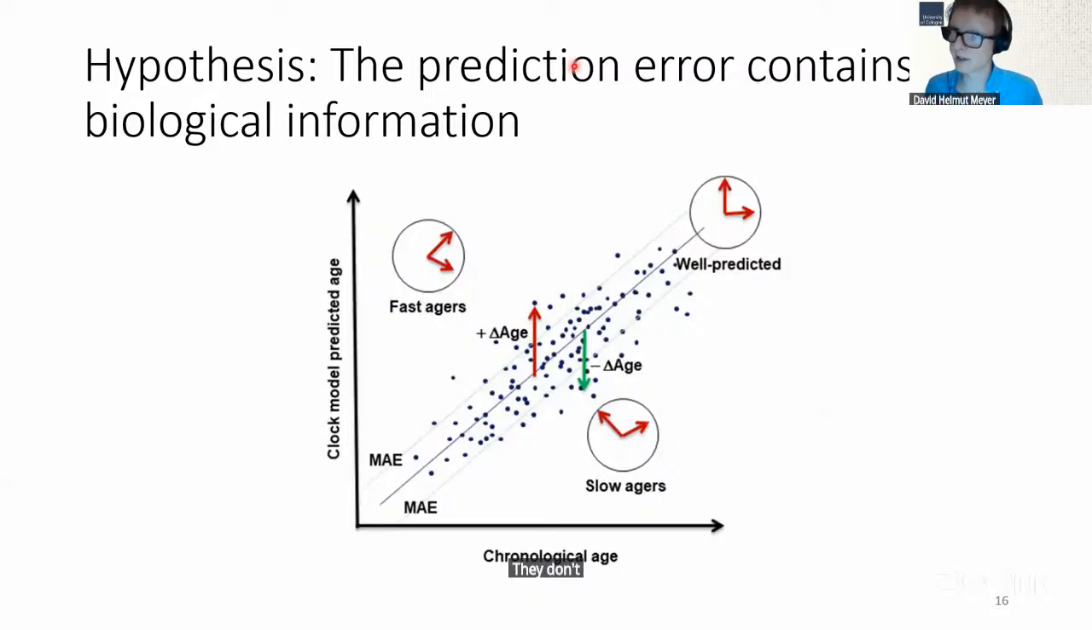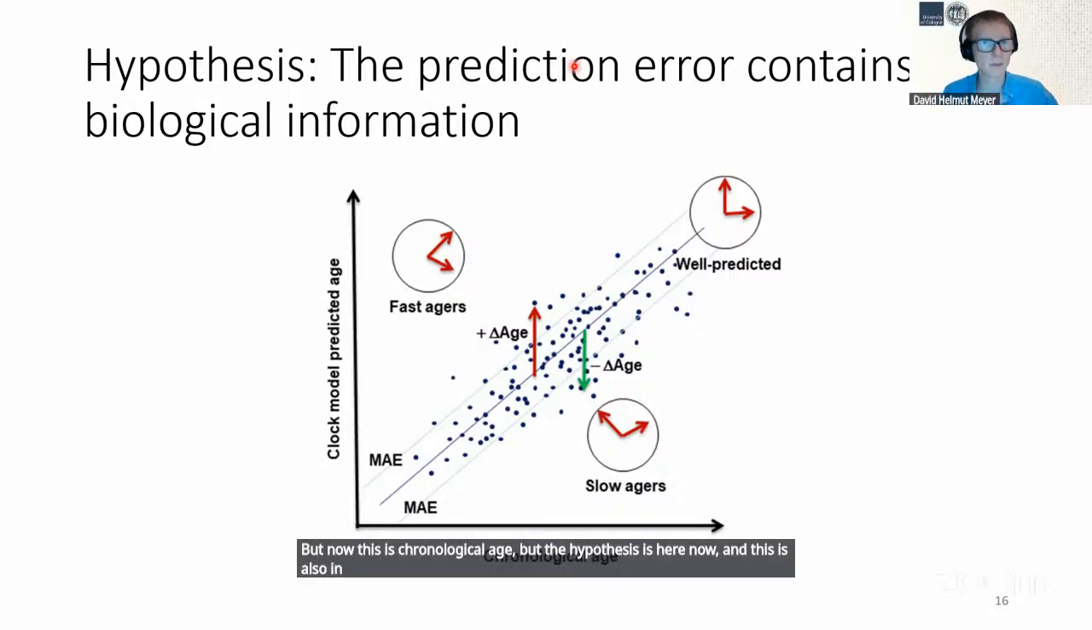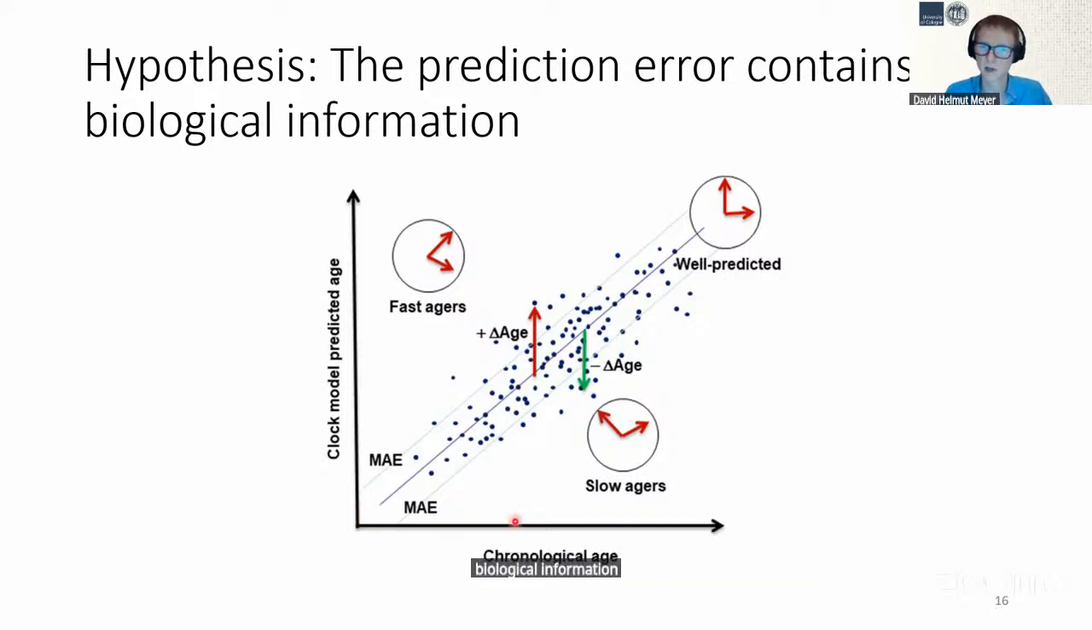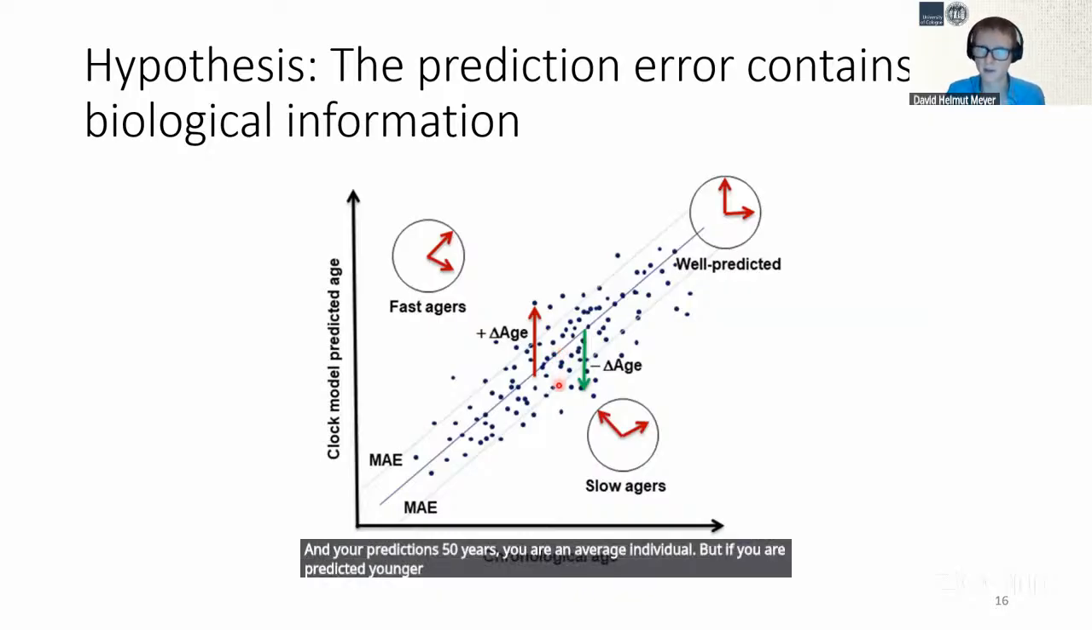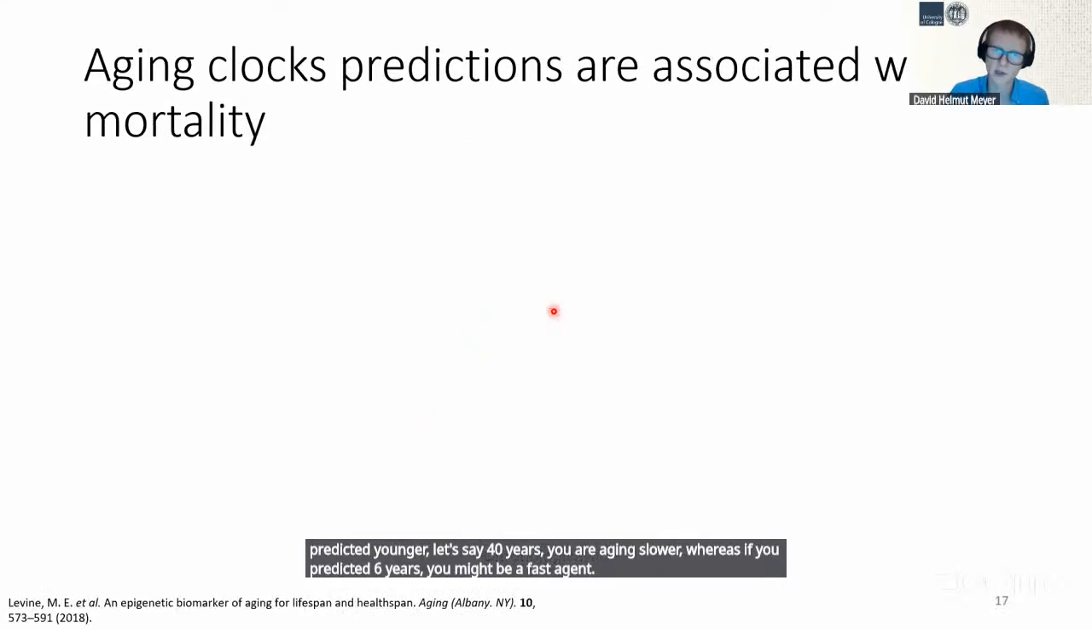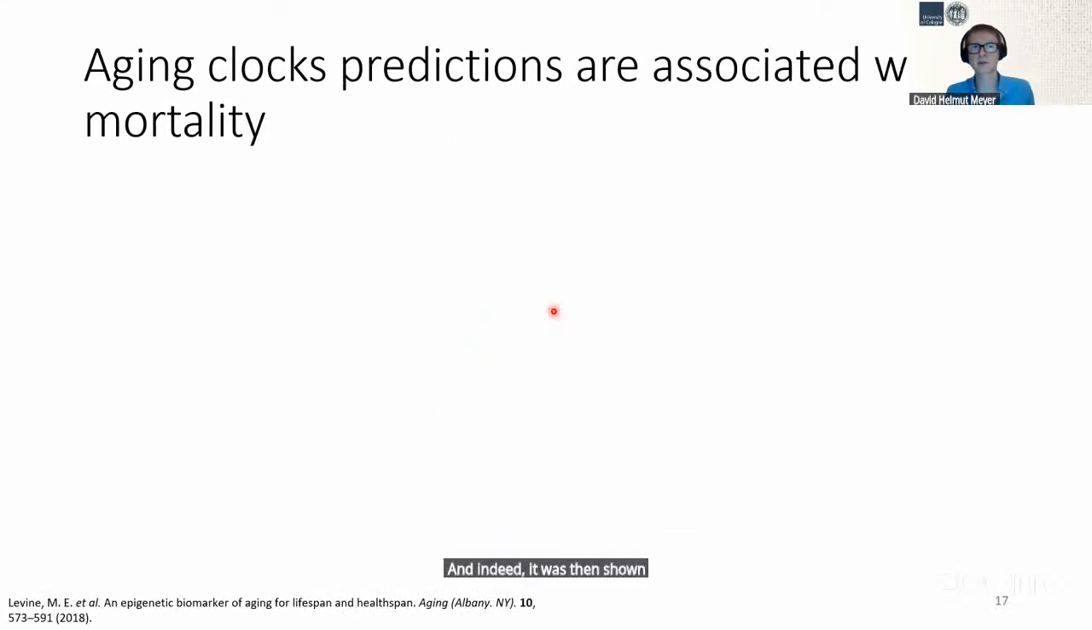But now this is chronological age. The hypothesis here, and this is also in Horvath's clock paper, is that the prediction error contains biological information. So if you are chronologically 50 years old, and your prediction is 50 years, you are an average individual. But if you are predicted younger, let's say 40 years, you are aging slower, whereas if you're predicted 60 years, you might be a fast ager. And indeed, it was then shown that aging clocks are associated with mortality.